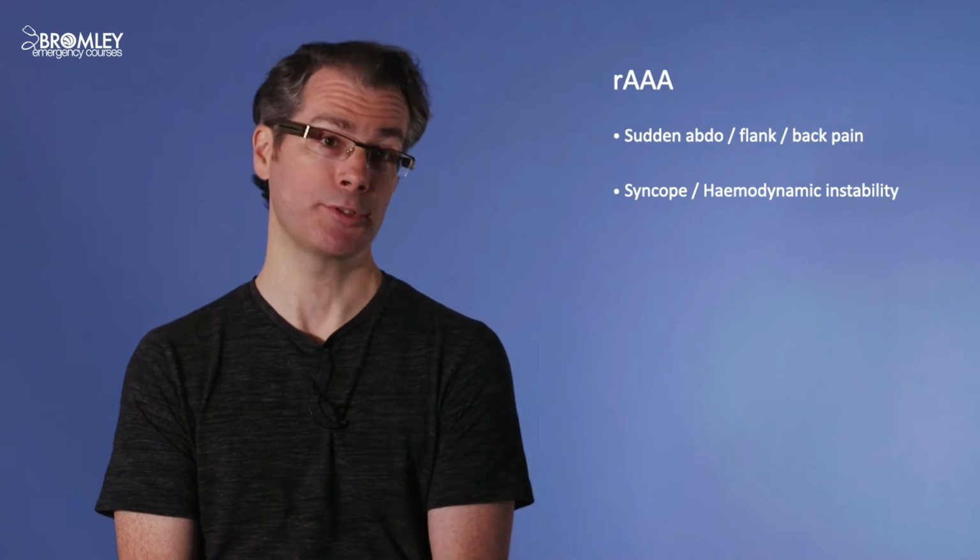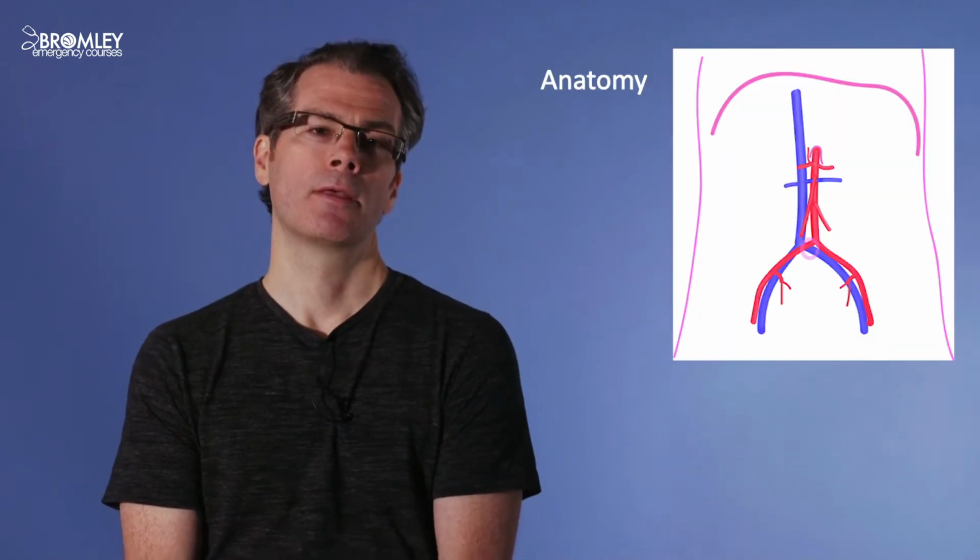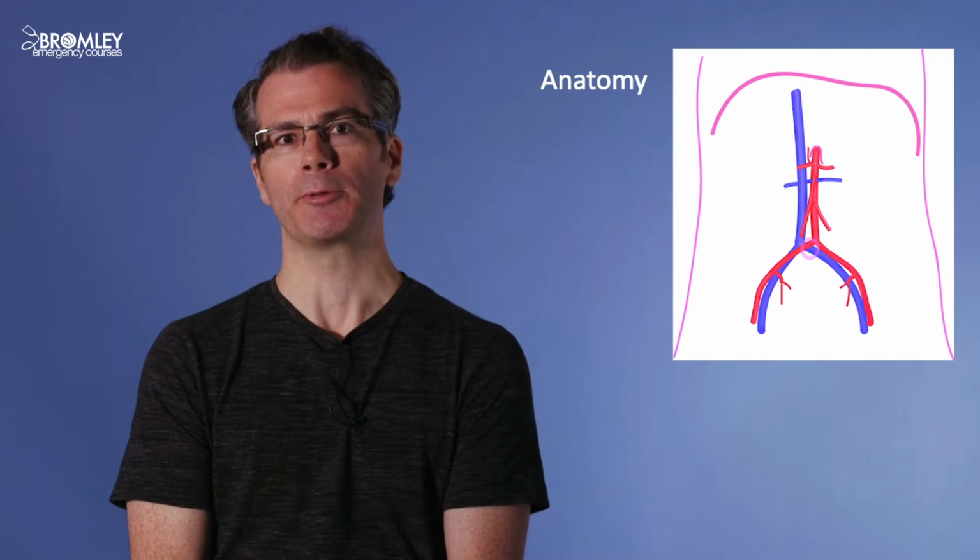So how does a ruptured AAA present? Well, classically with sudden abdominal flank or back pain, or possibly without any pain and just with syncope or hemodynamic instability. What's the anatomy of the abdominal aorta?